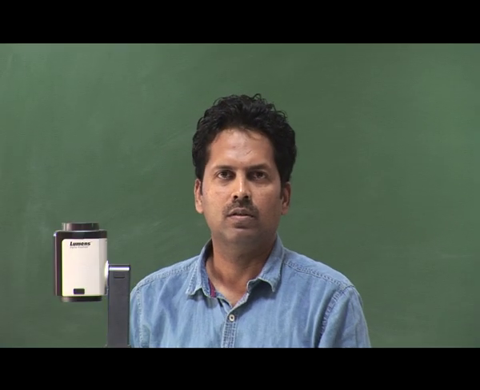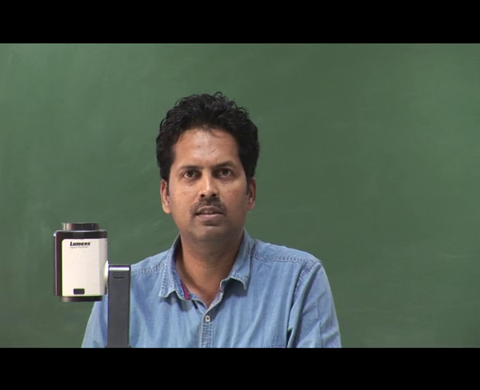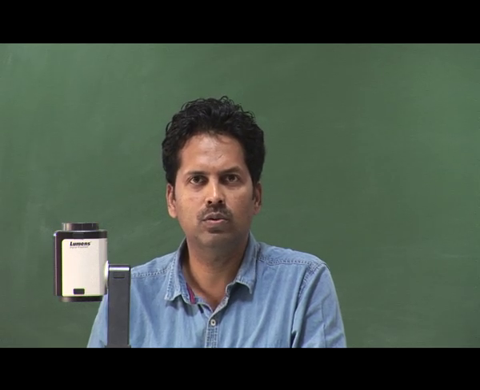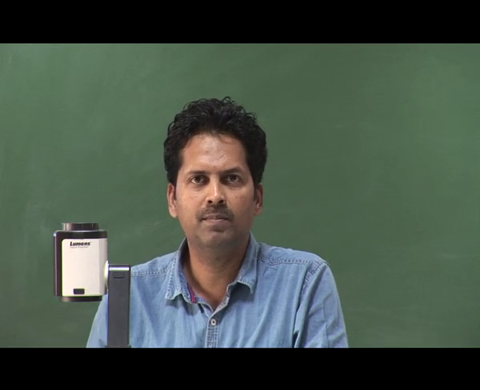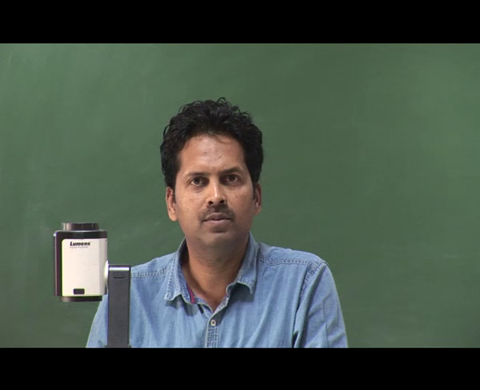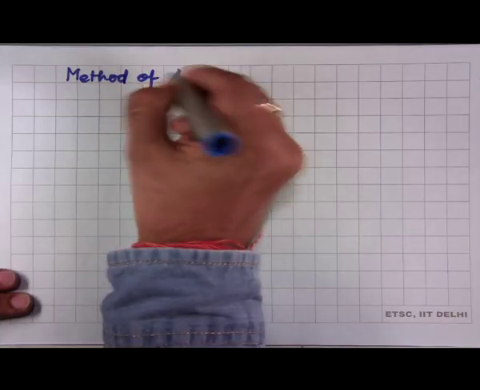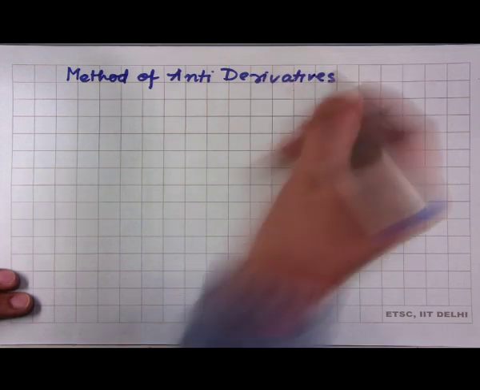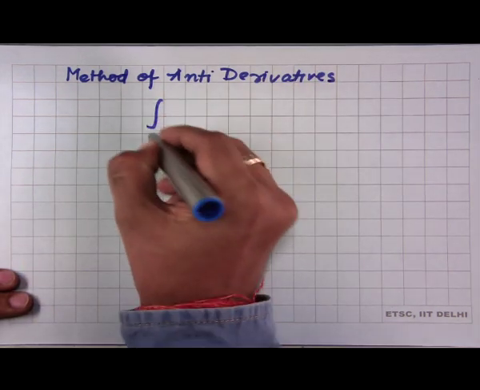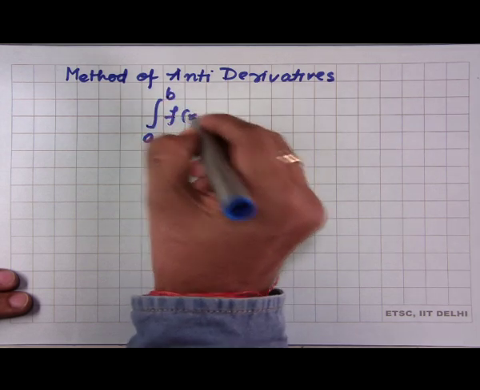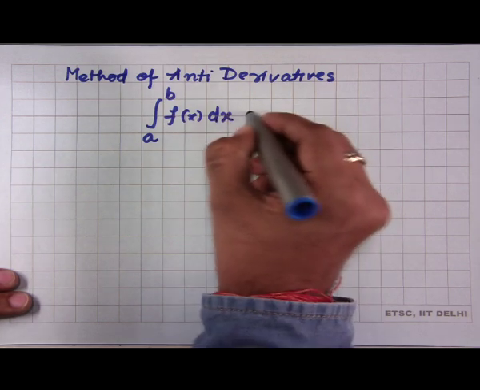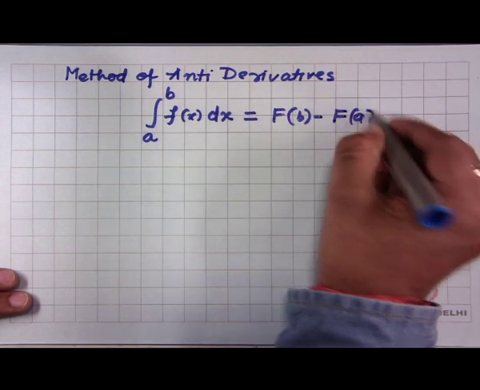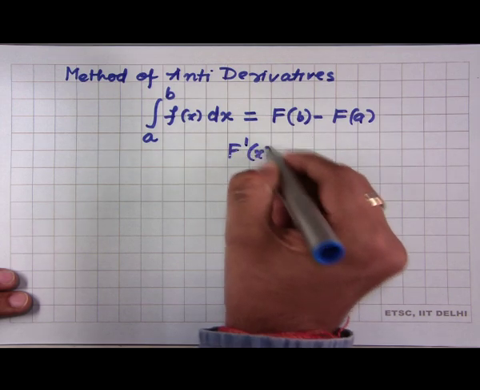Welcome students. So till now we have seen what is a definite integral and how to evaluate it. There are two methods to evaluate a definite integral. One is by the method of limit of sums and another is by the method of antiderivatives. So we have seen that the definite integral from a to b of f(x) dx is equal to F(b) minus F(a), where capital F(x) is an antiderivative of small f(x).